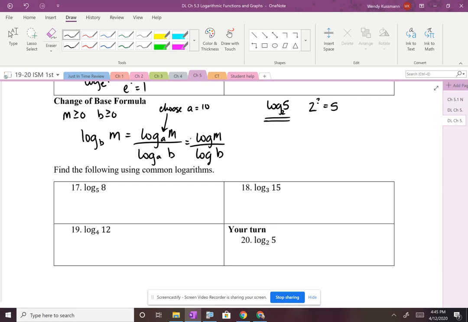So let's look at number 17. Again, we can't put this in our calculator. You can't just put log of 8 in your calculator because it misses the base of 5. So what you do is you put log base 10, understood base 10, of the argument 8, divided by log base 10 of the base 5. And now we're going to put this in our calculator, and we'll round to 3 decimal places.